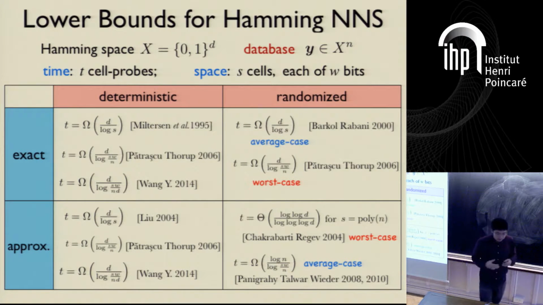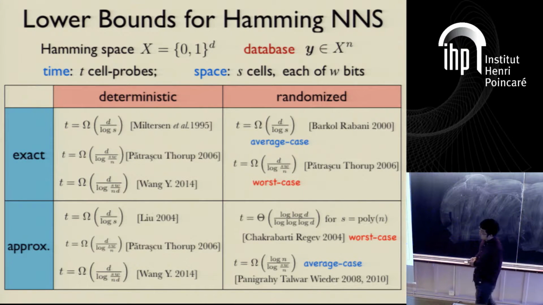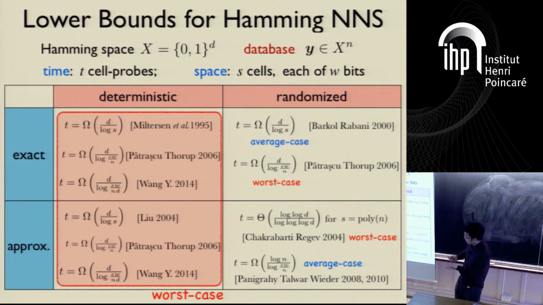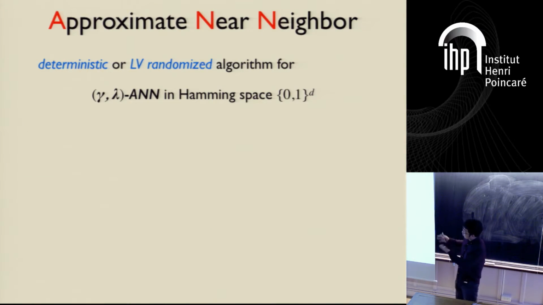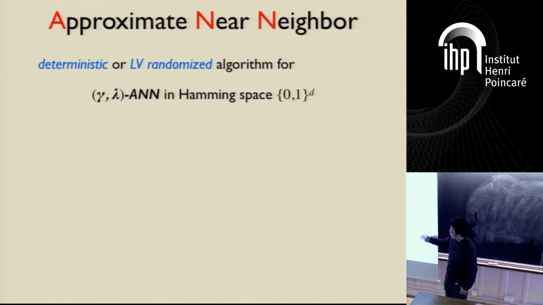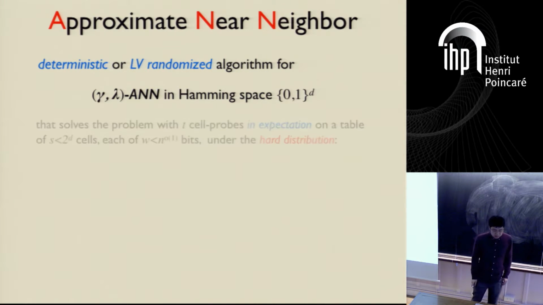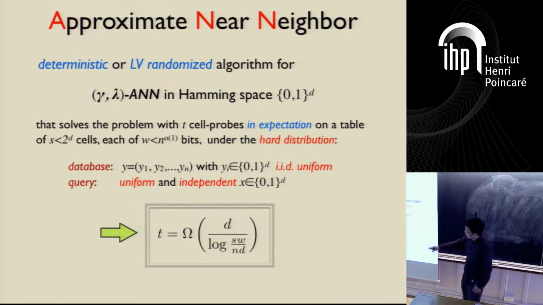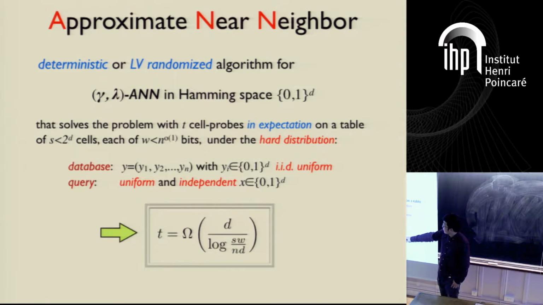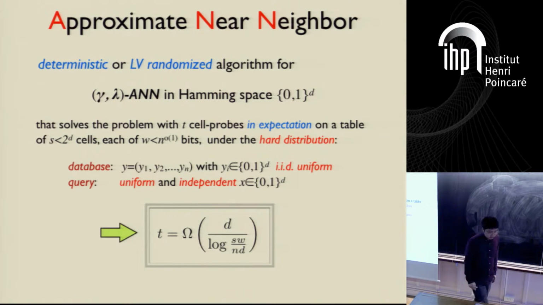Where these average case lower bounds are all for this natural distribution. And for the deterministic setting, almost all lower bounds, especially the newer ones, do not hold for average case. So that's what I'm going to deal with. We can prove this kind of lower bound for the gamma lambda approximate near neighbor in d-dimensional Hamming space on this input distribution, where every database point as well as the query is sampled uniformly and independently from the Hamming cube. We proved this lower bound for the average case cell probe complexity, T.